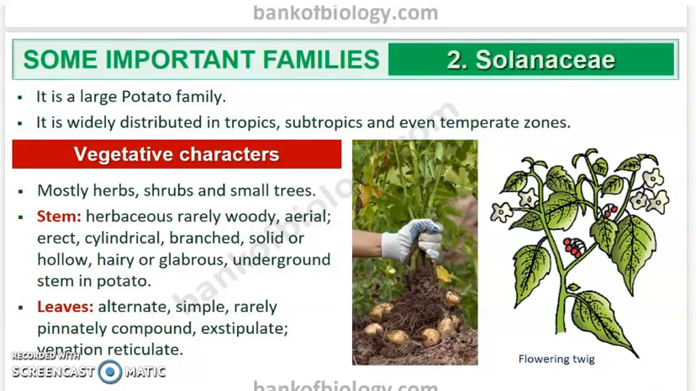So such leaves are called as the simple leaf. And then they are rarely pinnately compound. So compound leaves means they will be breaking into many leaflets, right?